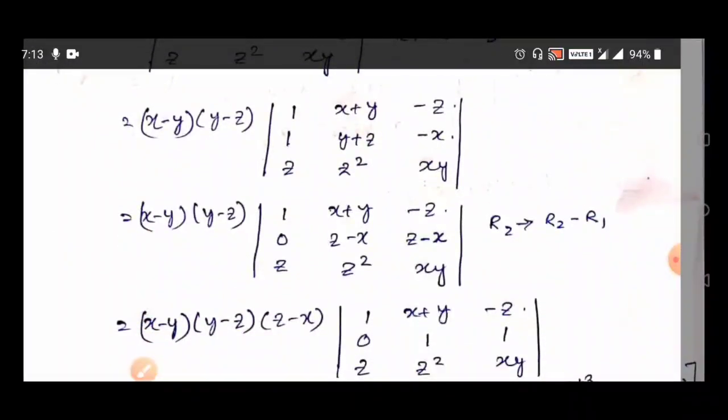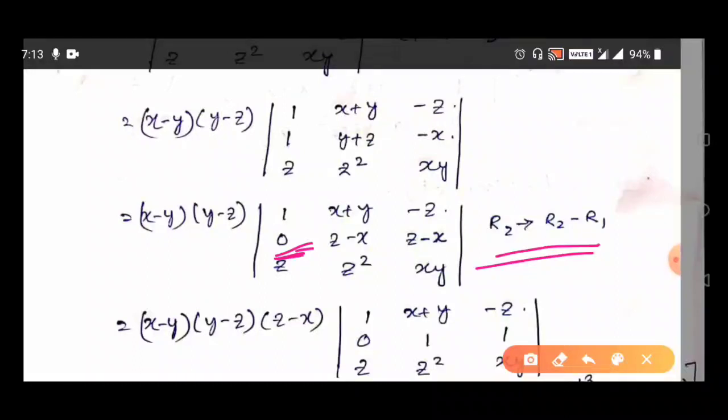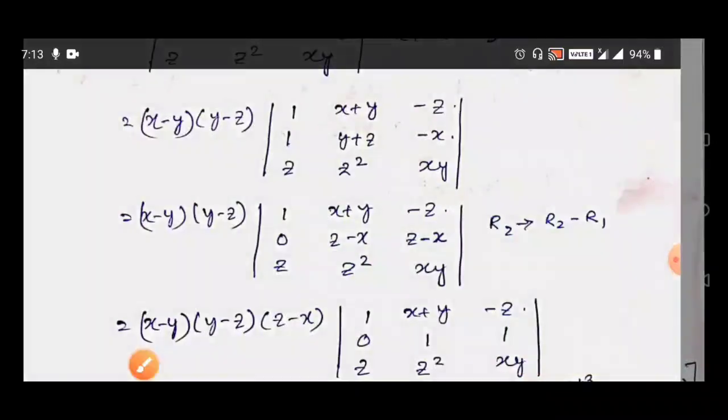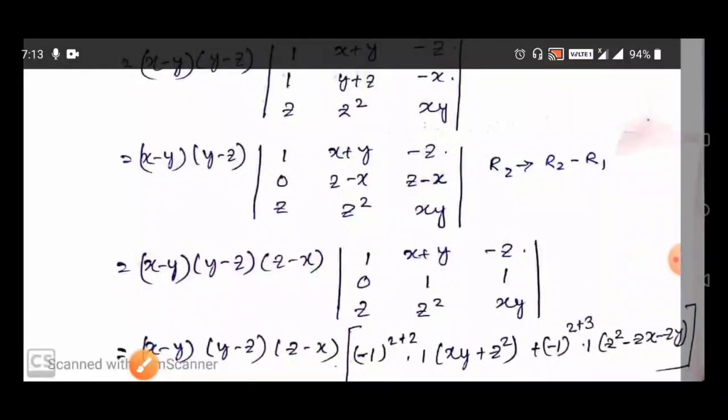Now we will make this element 0. How can we make this element 0? By doing row 2 transformed to row 2 minus row 1. So in this way we can get 0 here, and the other elements are z minus x and z minus x. So we can take out z minus x from row 2. After taking out z minus x from row 2, we will have 0, 1, 1 in row 2.